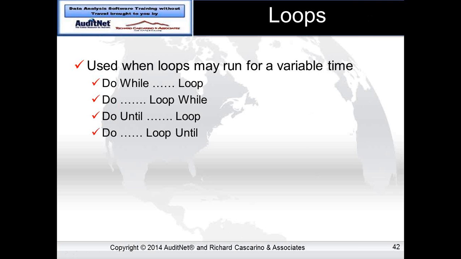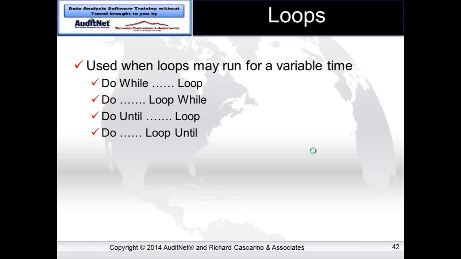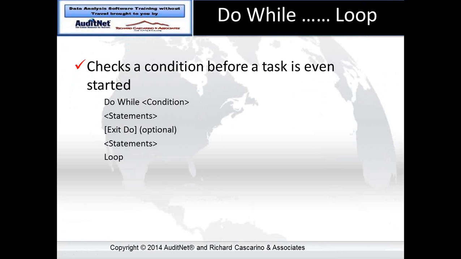Now what does that do for us? It checks a condition. If I look at do while something loop, it checks a condition before the task even gets started. So I can say do while customer is greater than 5,000, these things, exit the do, and then optional statements, and then say go loop around that.